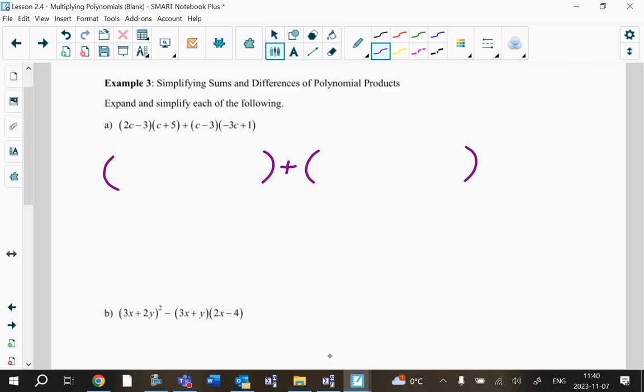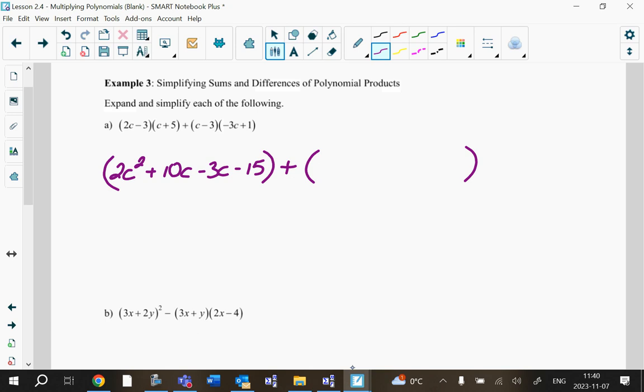So, 2c times c, 2c squared. 2c times 5, plus 10c. Minus 3 times c, negative 3c. Minus 3 times 5, negative 15. Okay? And that answer to the whole multiplication stays in parentheses. And you're going to see why that's important.